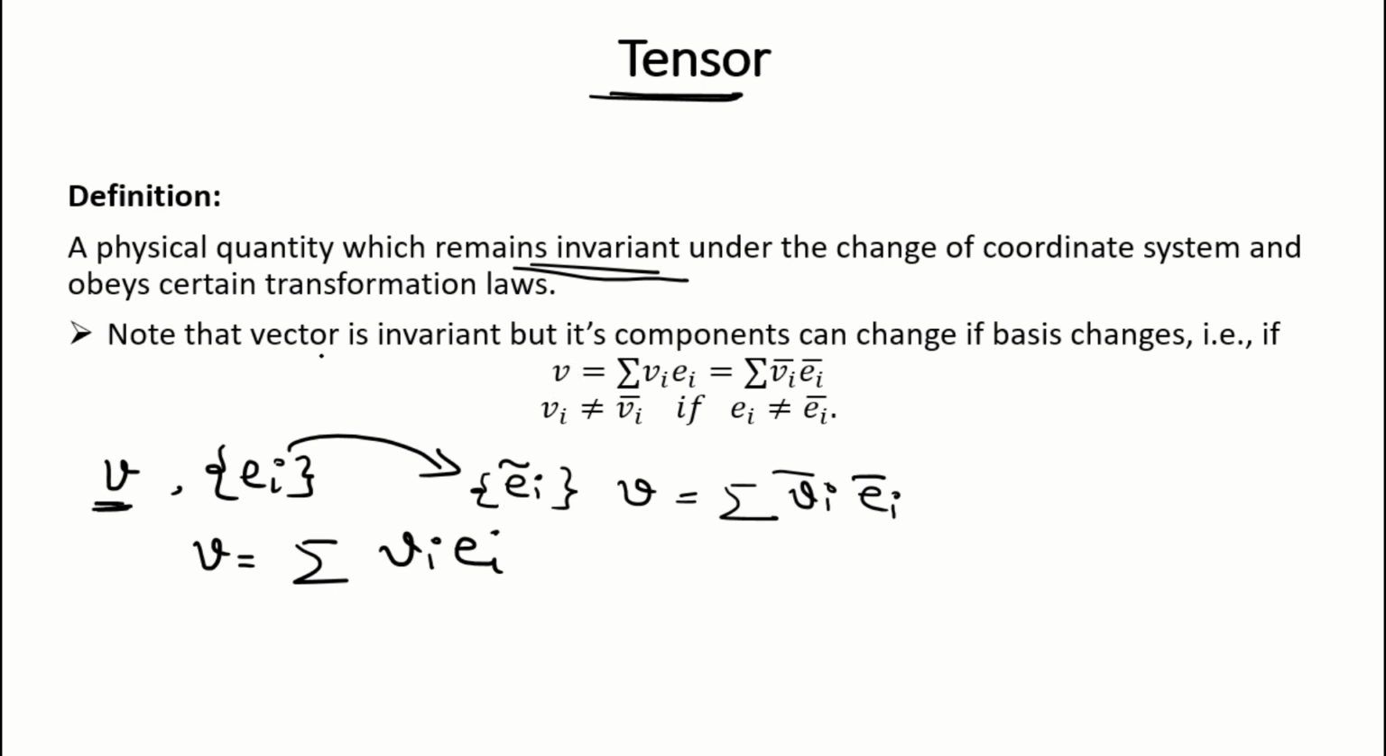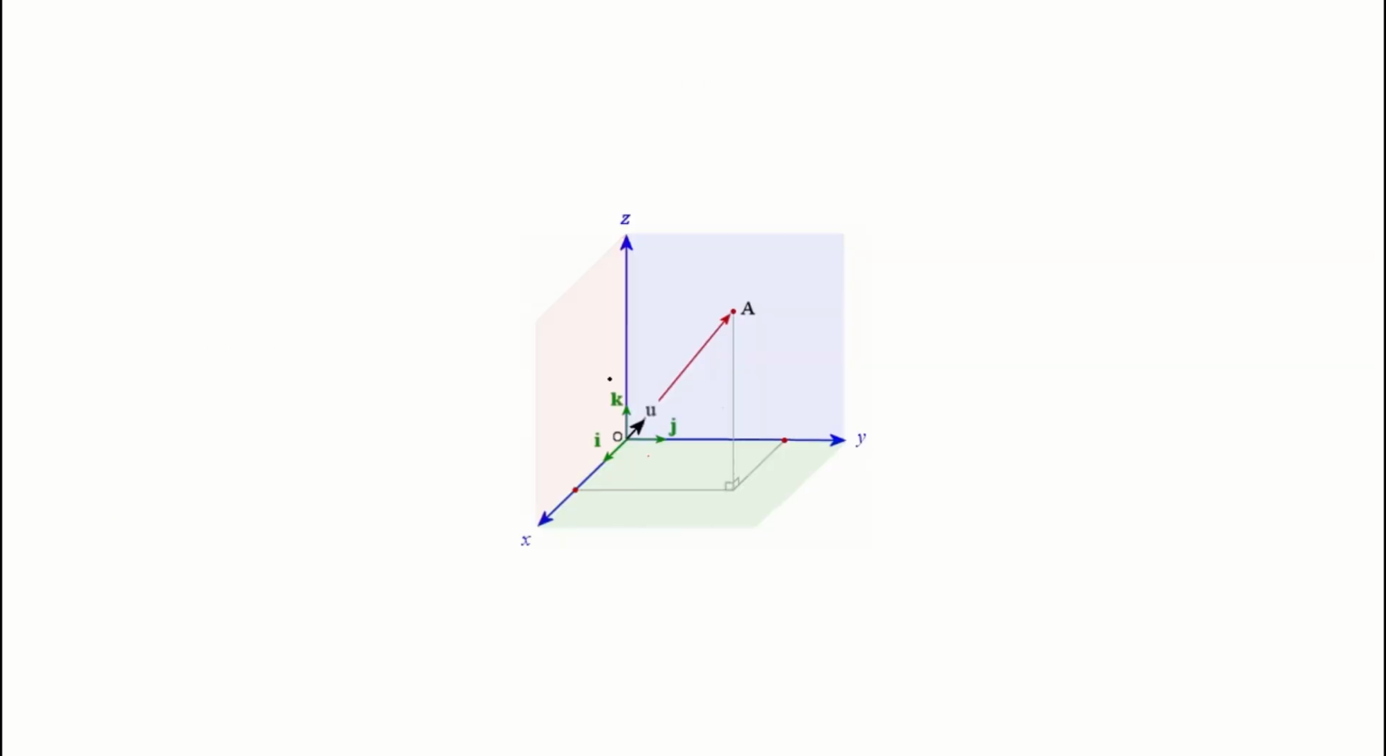Let's understand with the help of an example. Here I have taken a coordinate system: this is the x axis, this is y and this is z. We are considering 3-dimensional space, and here u is our vector and its position vector is O to A. O is the initial point and A is the final point.